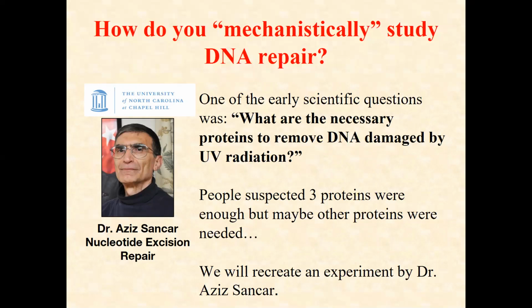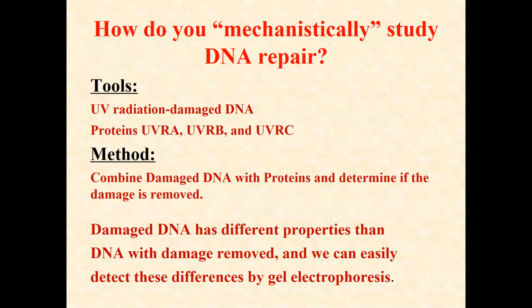Let's create an experiment performed by Dr. Aziz Sancar to see how the work is done. To perform an experiment, we need some DNA that has been damaged by UV radiation, and we need purified proteins that we suspect are involved in the repair process. The experiment will involve mixing the damaged DNA in a test tube with different proteins to determine which combination of the proteins is able to remove the damaged region of the DNA. We need some way to determine if the damage has been removed.